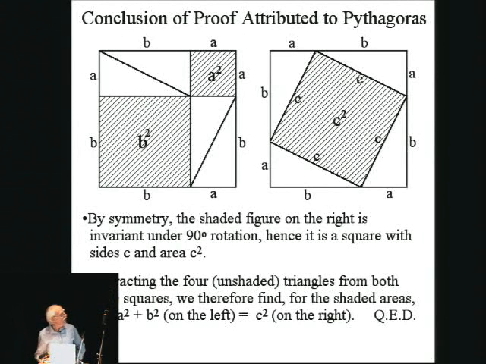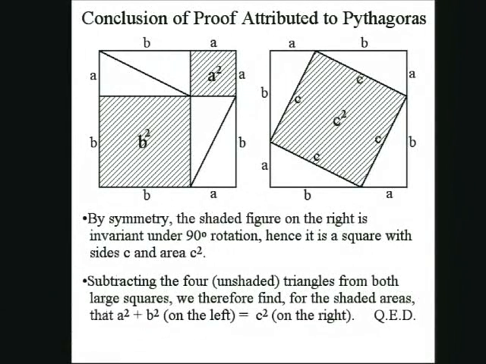And you can see that the shaded square, the shaded figure on the right, all the sides are the length of the hypotenuse. Since they're all the same length, and from the symmetry of it, you can see that it's got to be invariant under rotation, and therefore it's a square, not some other quadrilateral. And now you see that in both cases, the 4 light triangles fill a portion of the square, but in different ways. And the areas left, the shaded areas, must be identical in area on the left and right. And on the left, it's a squared plus b squared, and on the right, it's c squared. QED.